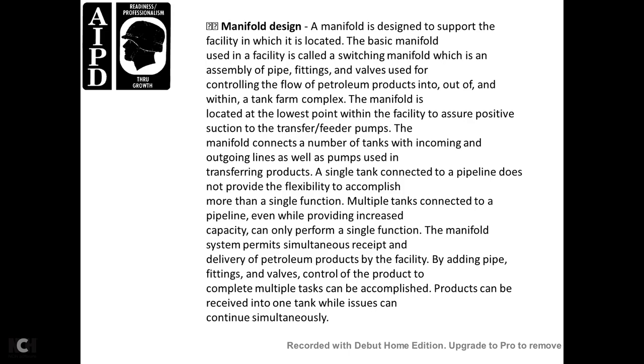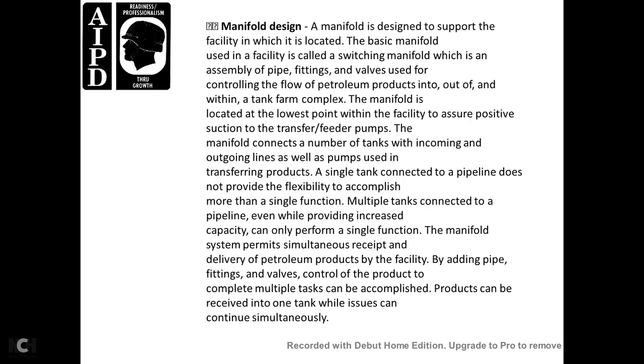The manifold is located at the lowest part of the facility to ensure positive suction to a transfer or feeder pump. The manifold connects a number of tanks with the incoming and outgoing lines, as well as the pumps used to transfer product. A single tank connected to the pipeline does not provide the flexibility to accomplish more than a single function. Multiple tanks connected to the pipeline, even while providing an increase in capacity, can only perform the single function of the manifold.